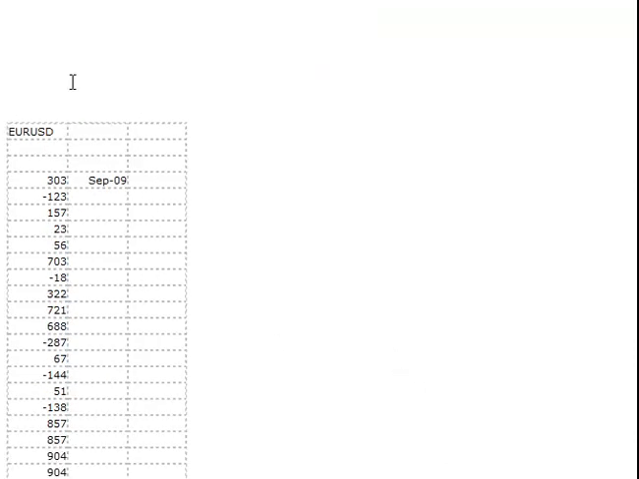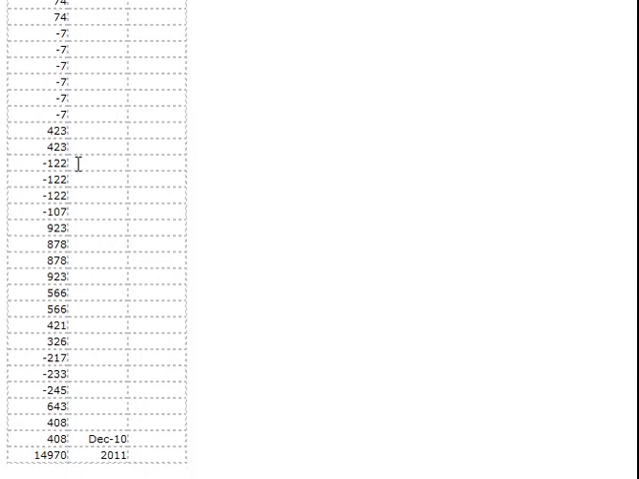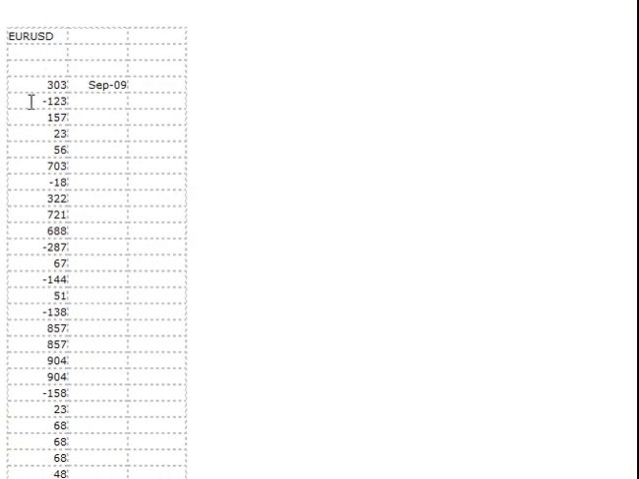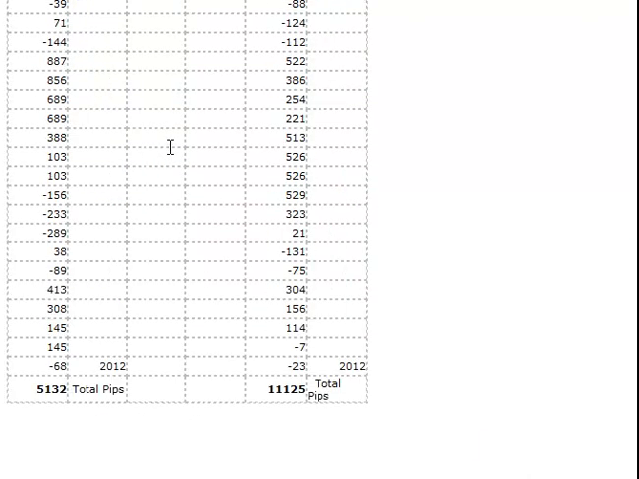And actually, I was going to put this system out earlier. You have some September 2009 results, September 2009 to December 2010. So that's a little over a year, and this is not even 2008. So just a little bit more fluid price movement. And in the euro dollar alone, you had 14,970 pips. And then of course the pound yen would have been a lot more.